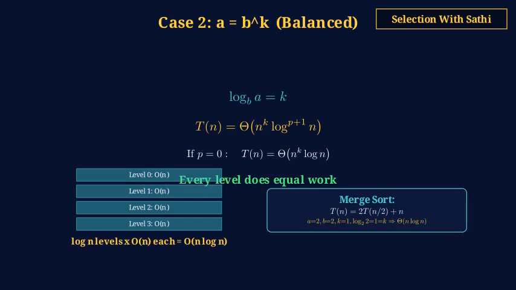The classic example is merge sort. T(n) = 2 T(n/2) + n. a is 2, b is 2, k is 1, p is 0. b^k is 2, which equals a. So T(n) = Θ(n log n). There are 2 rare subcases for completeness. When p equals -1, T(n) is Θ(n^k log log n). When p is less than -1, T(n) is just Θ(n^k).